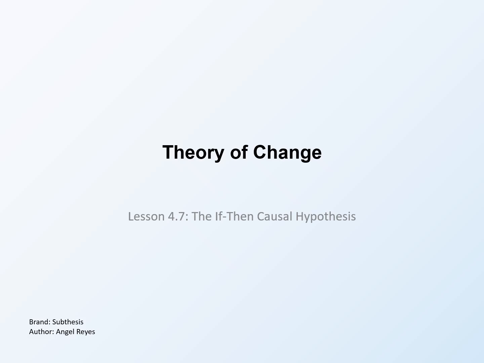Welcome to Lesson 4.7 of the Grant Architect course, where we move from describing your program to explaining why your program actually works. In this lesson, we explore the theory of change, the causal hypothesis that explains why your program produces the outcomes you claim it achieves.